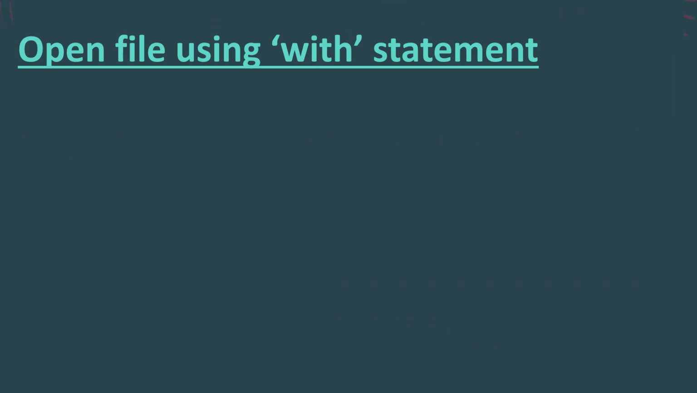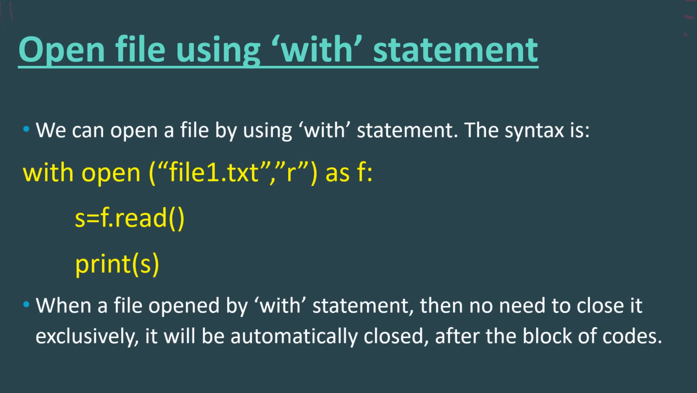Now, Python provides a very simple way of opening a file by using the with statement. So if you use the with statement, then you can see the syntax is like this. With open, you have to pass the file name and the mode. Then as f is the file object. So this is the syntax of how you can open a file by using the with statement.